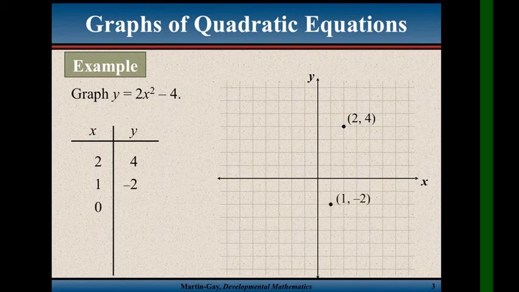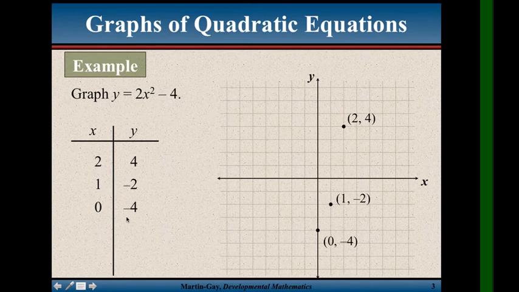Next, 0. If x is 0, then 0 squared is 0, times 2 is 0, minus 4, negative 4 is the answer. So 0 and negative 4. The vertex is 0 and negative 4. Our graph opens upward, right?